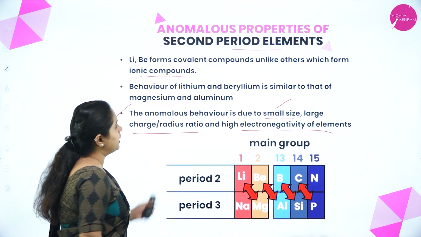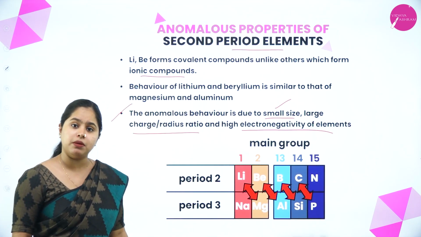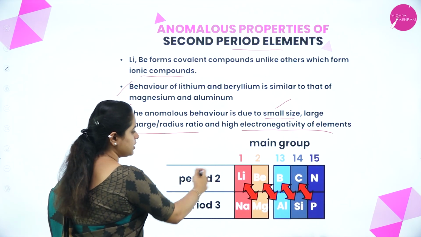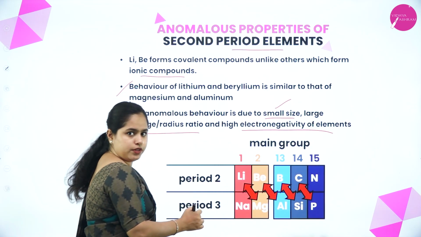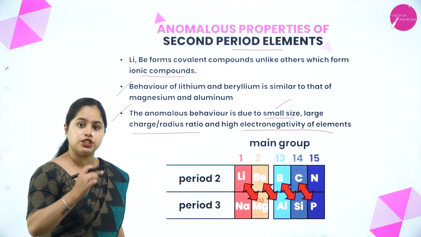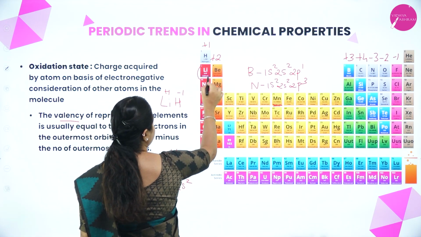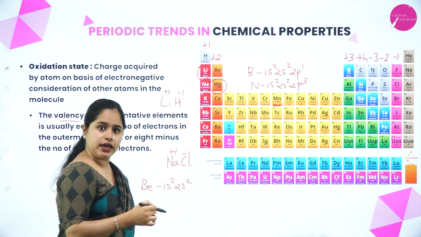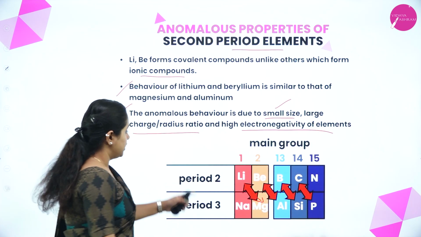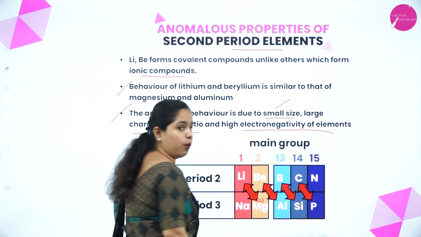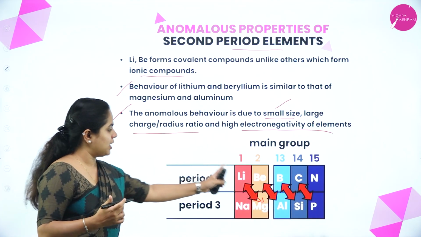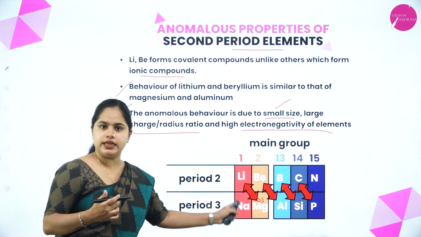And then the behavior of lithium and beryllium is similar to that of magnesium and aluminium. That is also one unusual thing that is happening in the periodic table. As you can see here, the properties of lithium, which is present in the second period, are similar to the properties of magnesium, which is present in the third period. Lithium is present here and magnesium is here, right? And beryllium shows properties similar to aluminium. Clear? Yes. Boron has similar properties to that of silicon, and carbon has similar properties to that of phosphorus. So as you can see, there is a diagonal relationship between them.